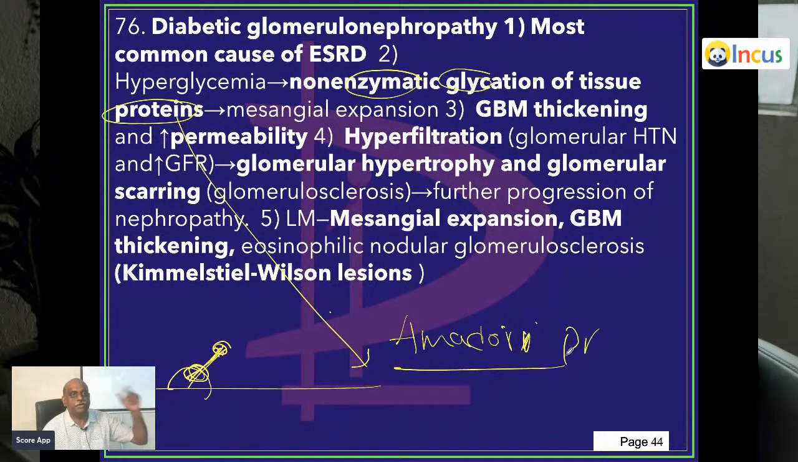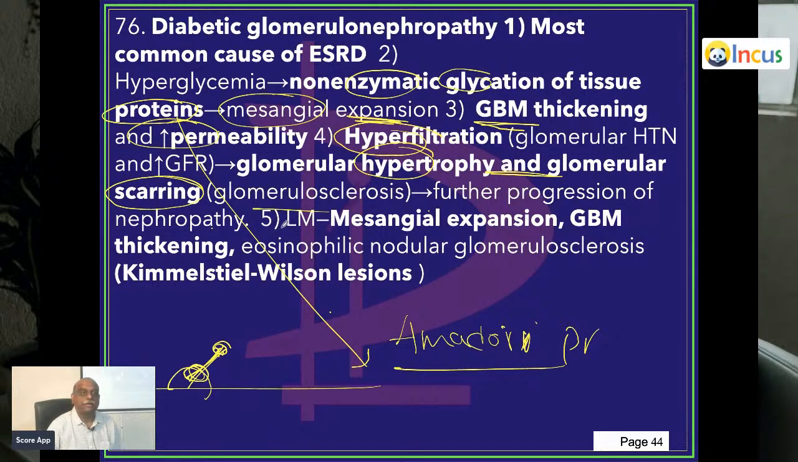Amadori proteins, in turn, will cause mesangial expansion. There is GBM thickening, increased permeability, and hyperfiltration. Because of the increased permeability, glomerular filtration will be more, increased GFR, and that leads to glomerular hypertrophy, ultimately glomerular scarring, leading to glomerulosclerosis. This much will happen in the kidney just from sugar control. Sugar leads to glycation, glycation leads to Amadori proteins, Amadori proteins lead to mesangial proliferation, and mesangial proliferation leads to all the dirty things: glomerular hypertrophy, glomerular scarring, increased permeability, GBM thickening. All these things will occur.